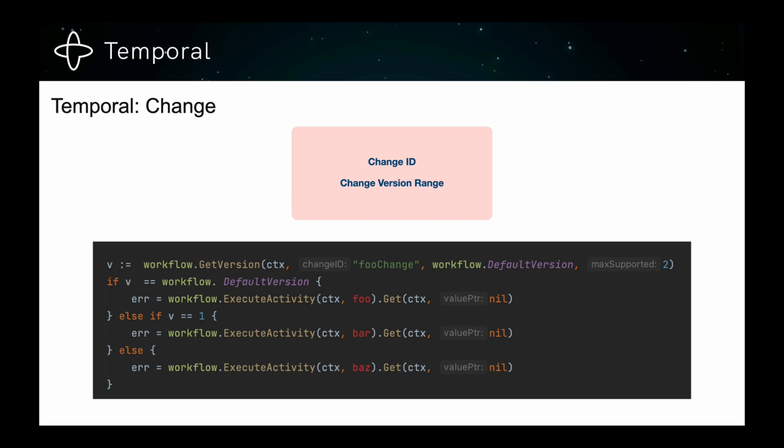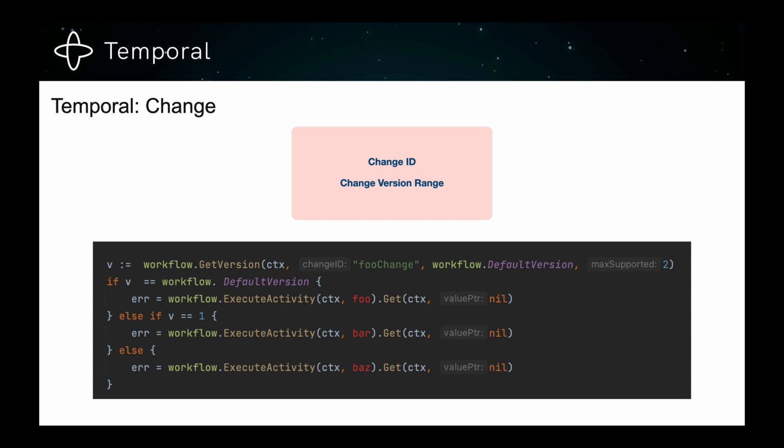And then the max supported version is, for example, 2, so all the different versions range up to 2. In this case, our change supports the default version, which is workflows that haven't received this change yet, version 1 of this change, but also up to version 2 of this change. And if we look underneath that at the if-else statements, we can determine the path of execution of our workflow given the version.